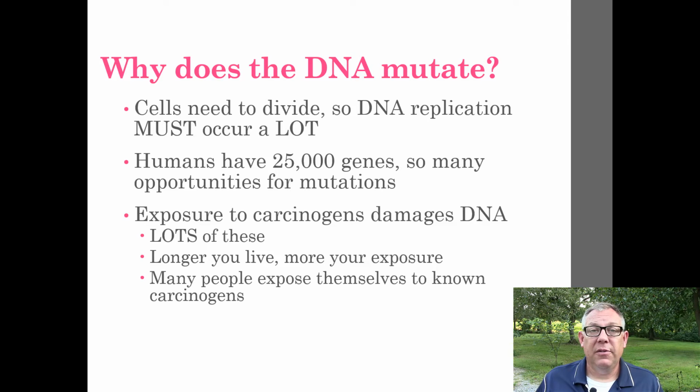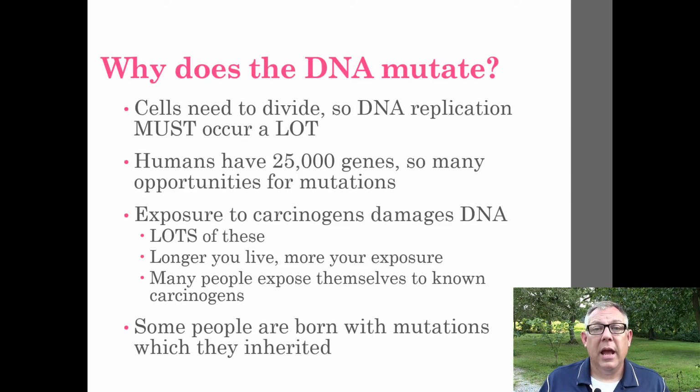The longer you live, the more you're exposed to these things, and that's just another reason why mutations can happen. And of course, many people purposely expose themselves to carcinogens. Smoking is a classic example, and that's also something that can cause the DNA to mutate. And some mutations are inherited from your parents. You get all your DNA from your parents, so if your parents have a mutation, there's a chance that you're going to get that mutation as well. So there are lots of explanations for DNA mutations.